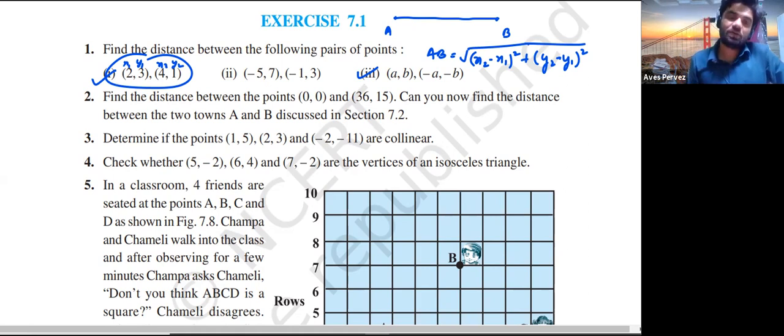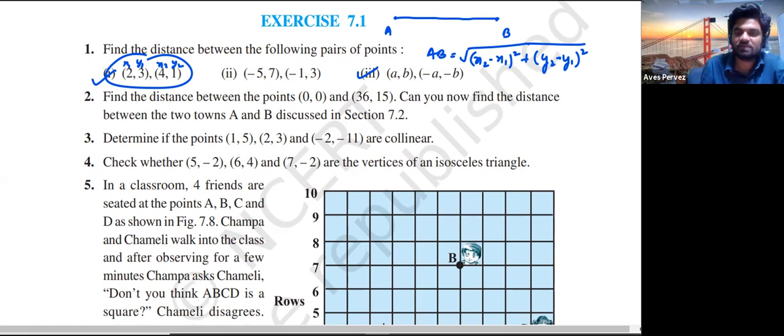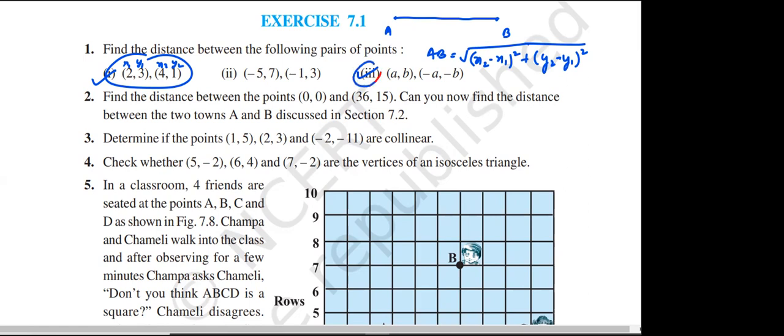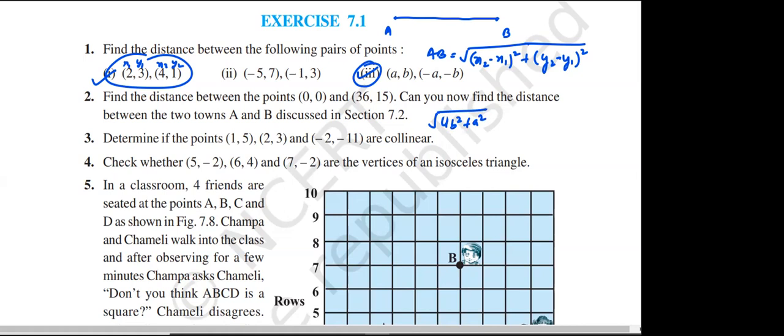So what are you doing, Sadhna? Yes, sir. Okay. The first one is 4, and the second one you chose was the square root of 8. The answer of the third one is 4 times the square root of 4b square plus 4a square, or the square root of 4b square plus a square. That's one, na? Yes.